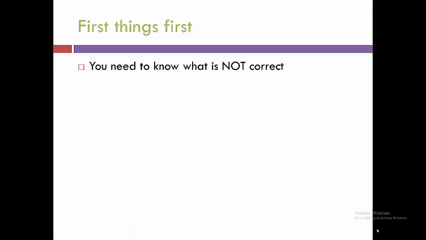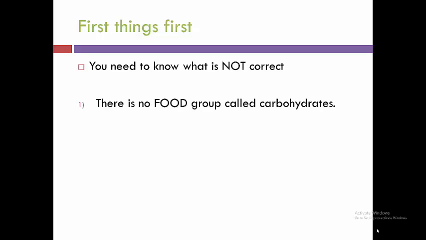So let's get started. First things first, you need to know what is not correct. We're going to come full circle here, so I want to make sure that I start out by pointing out things that you may be mistaken about if you're like most people. There is no food group called carbohydrates. You hear people all the time say, I don't eat carbs. Well, that doesn't make sense. That's like saying you don't eat an entire class of nutrients.